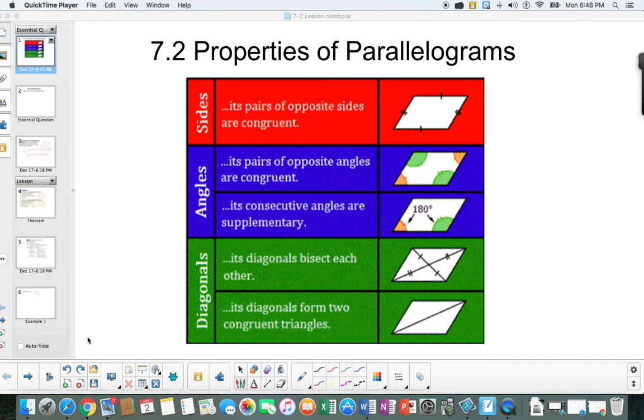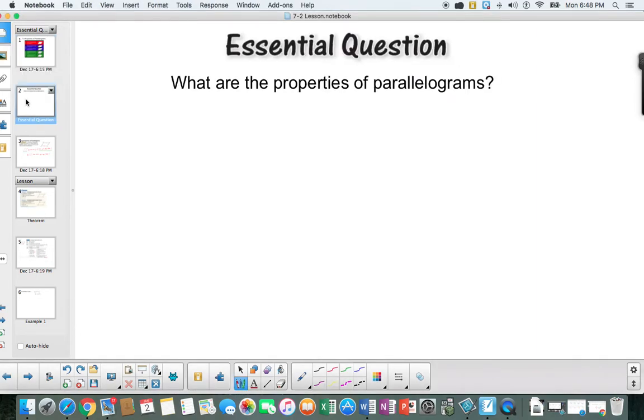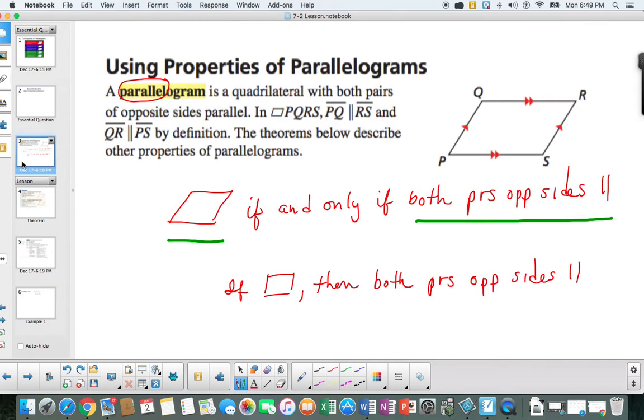7.2 Properties of Parallelograms. Essential question: what are the properties of parallelograms? A parallelogram is made up of both pairs of opposite sides being parallel. Let's take a look at this picture. You can see the arrows are showing parallel and parallel. In fact, the word itself has the word parallel.